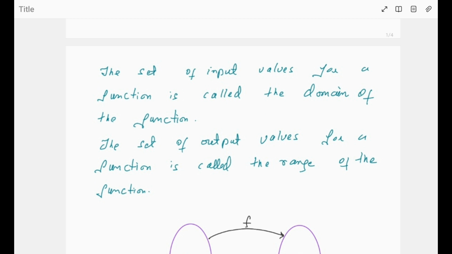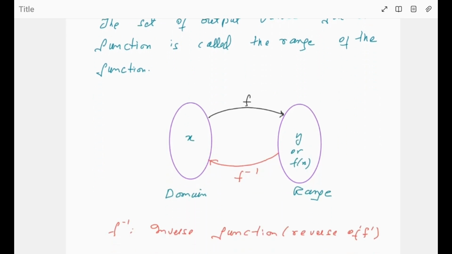The set of input values for a function is called the domain of the function. The set of output values for a function is called the range of the function. For example, f is a rule which maps x values onto f(x) values. Then the set of x values is the domain, and the set of y values or f(x) values is the range. An inverse function goes in reverse order, like it maps y onto x.